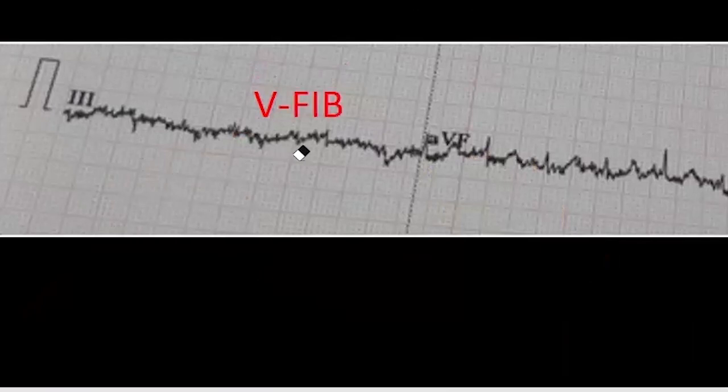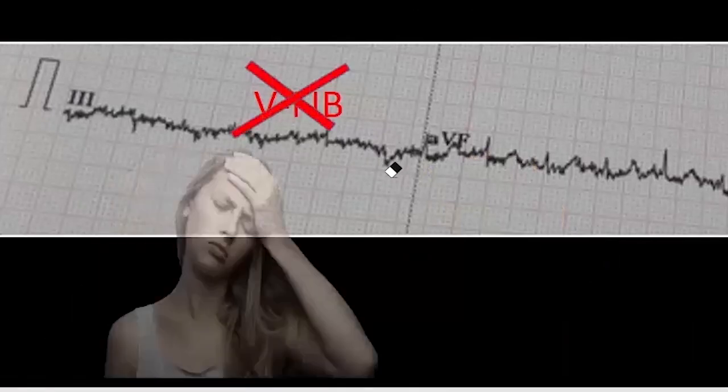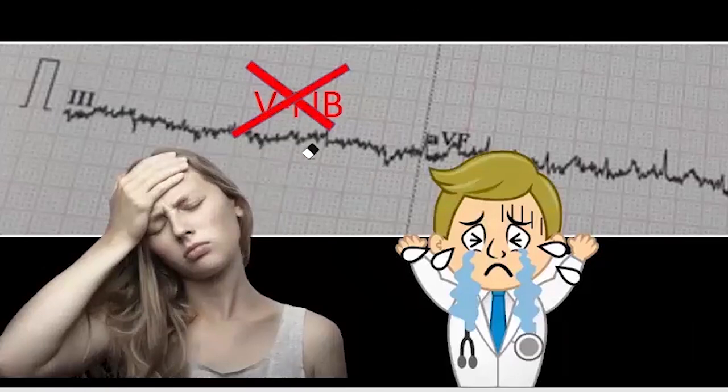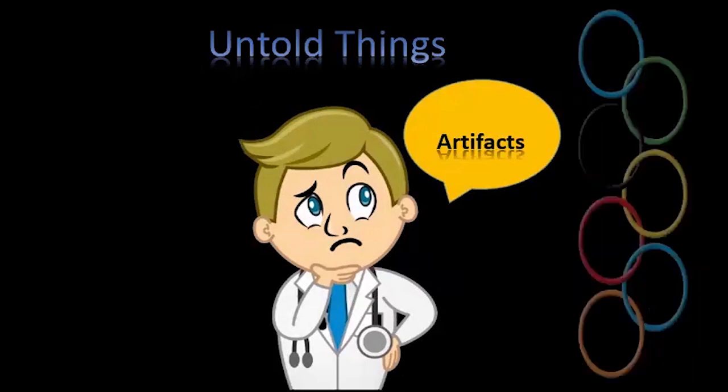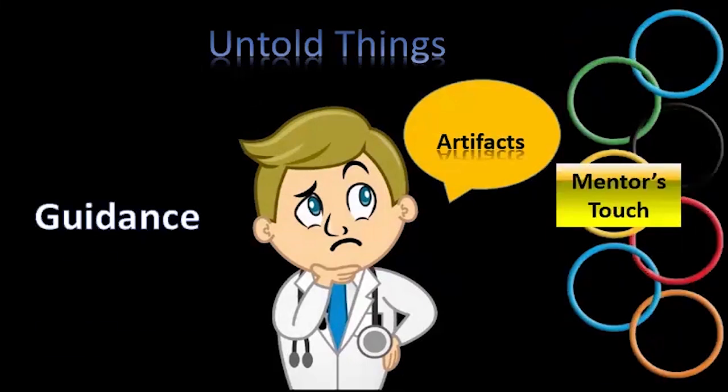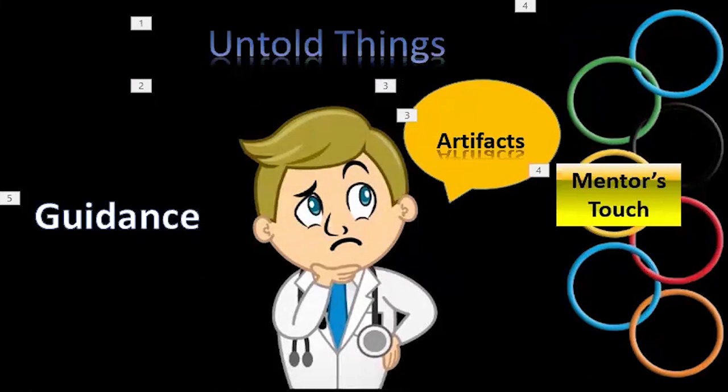Sometimes you may find this kind of pattern on ECG, and you can confuse it with ventricular fibrillation. They are untold things. These are the artifacts. An example of untold things not given in the books. Artifacts can be due to electronic interference or electromagnetic waves produced by a nearby electrical device, or could be due to movement of the patient, which we call motion artifact.